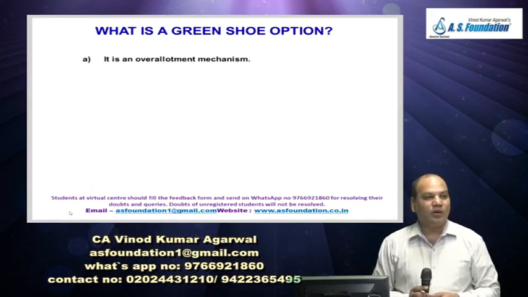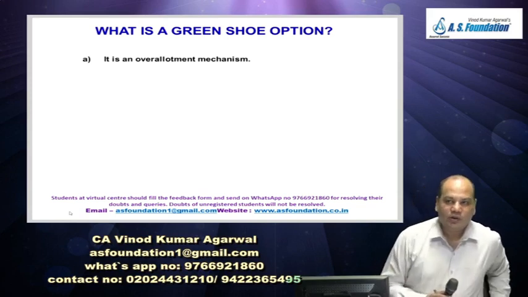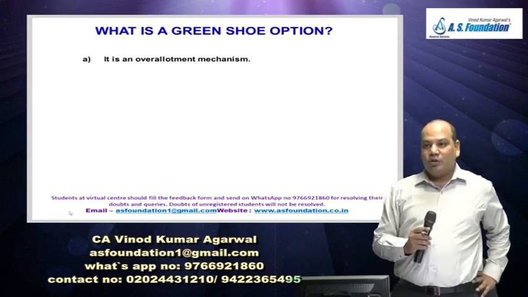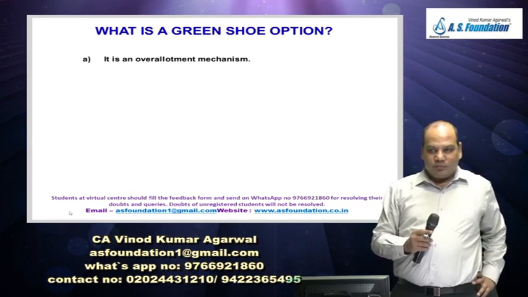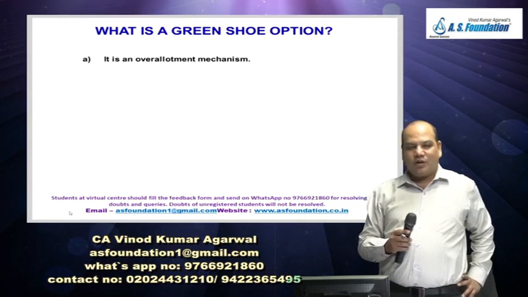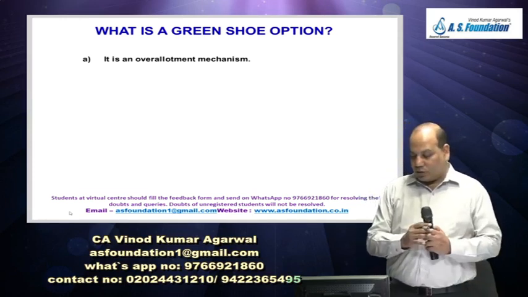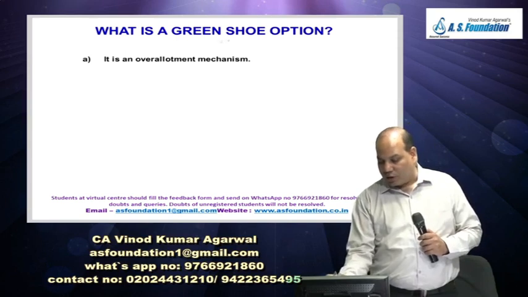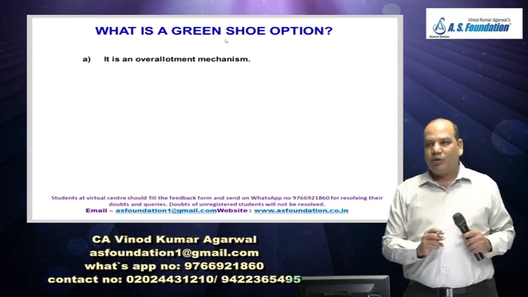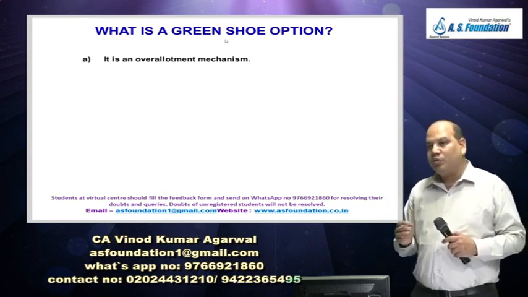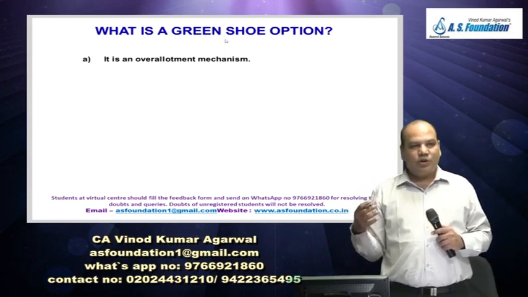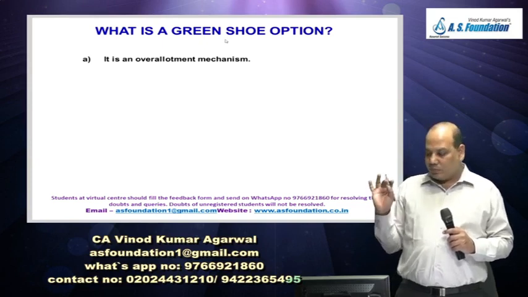It is an over allotment mechanism also. Over allotment means the company will allot more shares than the number of shares they have issued. How is it possible? If you want to apply Green Shoe option, then at the time of public issue, only in the prospectus, you will have to mention that this issue is subject to Green Shoe option. Now first you understand some basic logic behind this Green Shoe option.